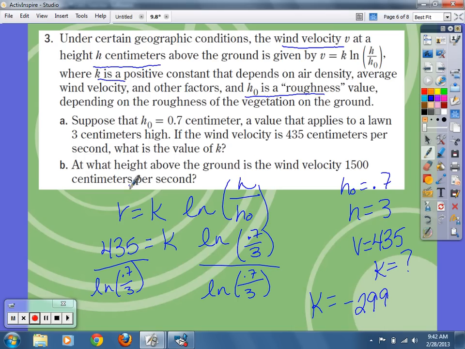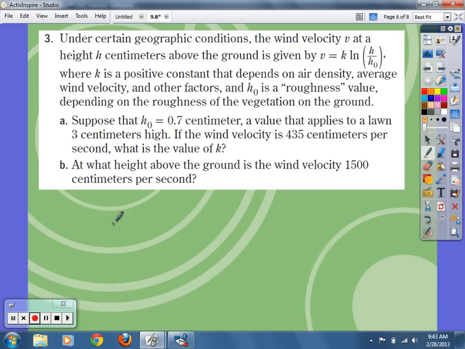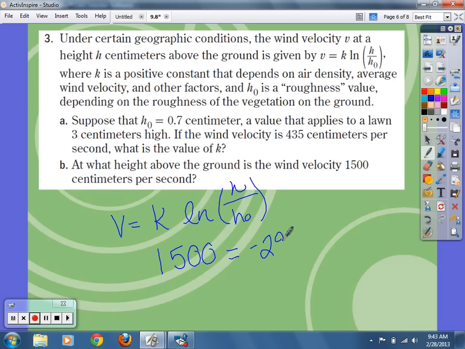Okie dokie. How about this? At what height above the ground is the wind velocity 1500 centimeters per second? Let's clear this out here. V equals K, natural log, H over H sub O. We're looking for H. They want the wind velocity 1500. Oh, I needed my K. What did we say it was? Negative 299. Natural log of H, and H sub O was 0.7.